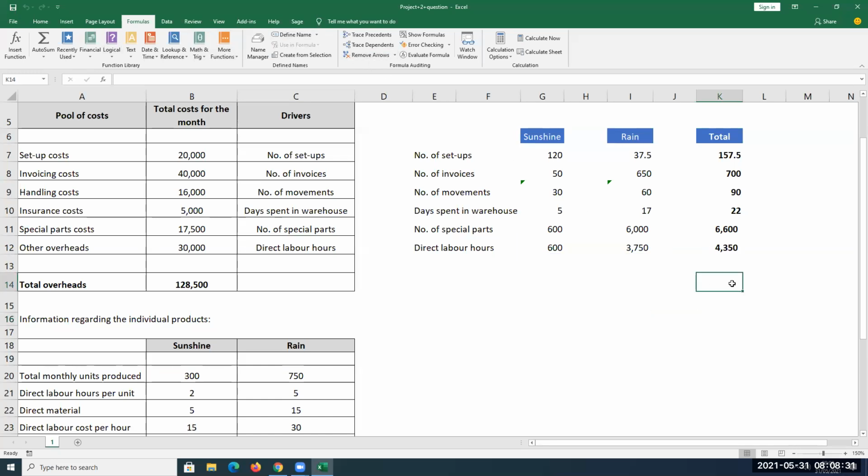Okay. Any question about these calculations? No, no, no. It's simple.